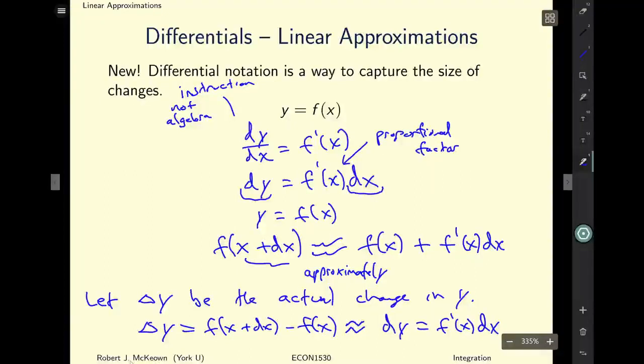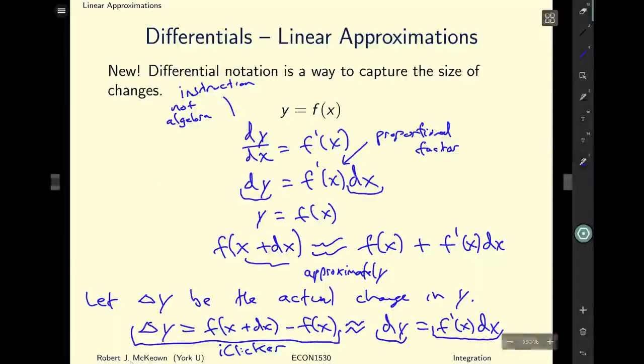So if we want the actual change, here is our formula to find it, and that should look familiar from an iClicker question that we did in previous sections. And it is approximately equal to this thing right here, which we define as dy.